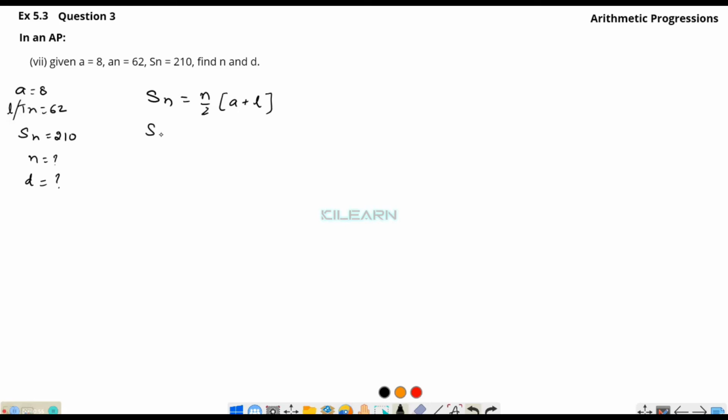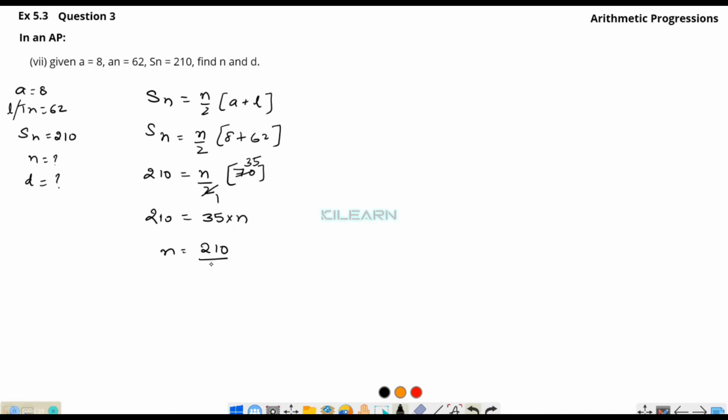So Sn is equal to n by 2, a is 8 plus l is 62. What is the Sn value? 210 is equal to n by 2, 8 plus 62 is 70. 2 1s are 2, 2 3s are 6, 2 5s are 10. So 210 is equal to 35 into n. Now I need the n value, so I'll take 210 by 35. When I cancel this, I get 6.